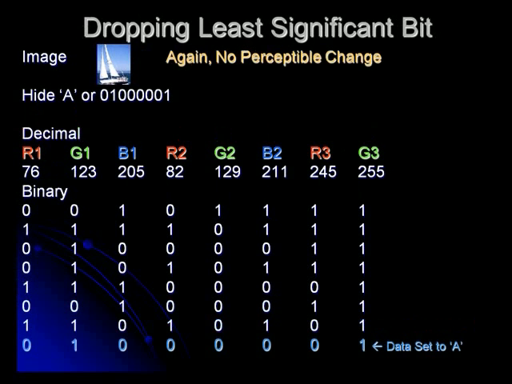Finally, we take our letter A and put it into those bits, 01000001. And here again, no perceptible change. Thus, we have hidden the letter A in those first 8 bytes of carrier data, and nobody is the wiser.